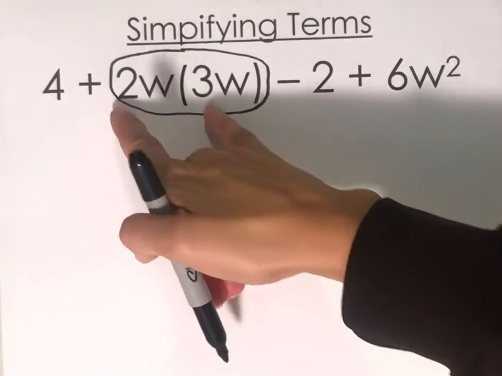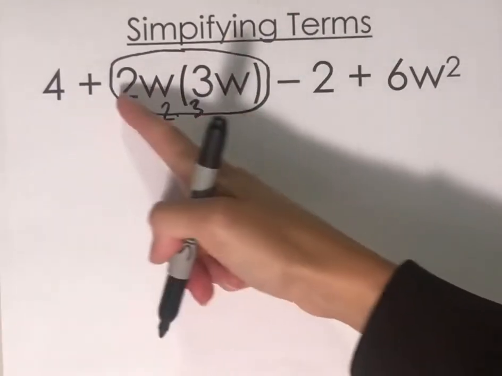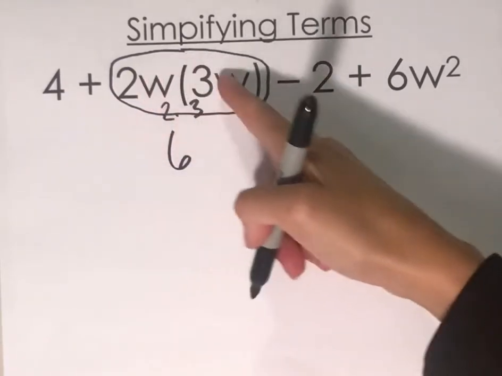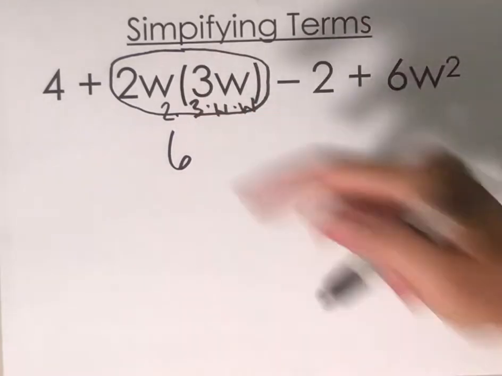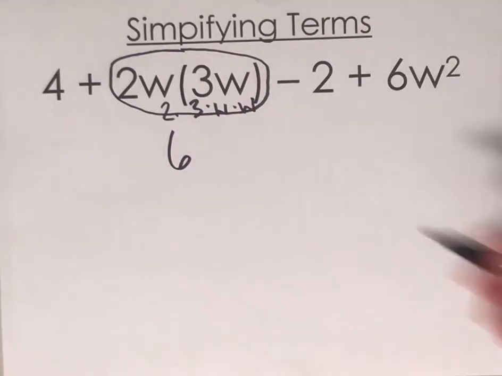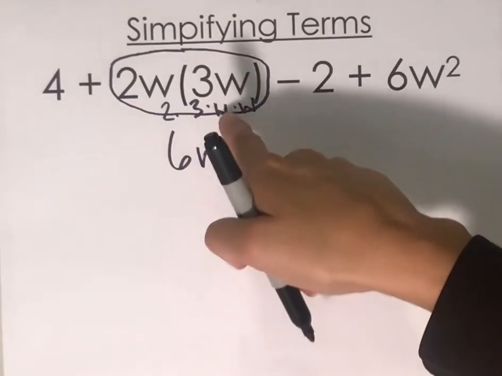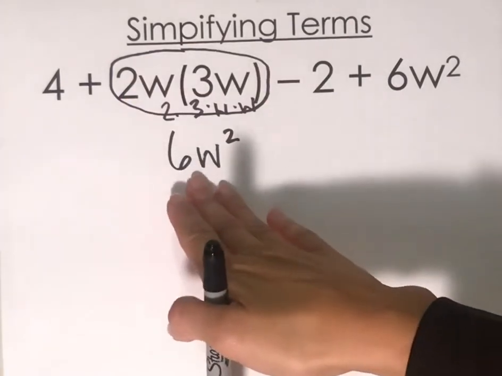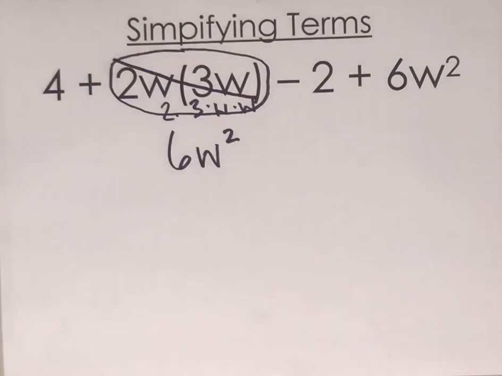So I always like to multiply the numbers first. So we're going to do 2 times 3, and 2 times 3 is 6. And then we have 2w, so that would be times w times w. Remember, 2w's represents an exponent, so that would be w squared, because remember, w squared equals w times w, okay? So now we have 6w squared, so that has been multiplied, okay?